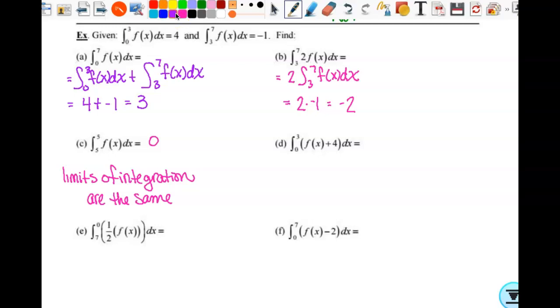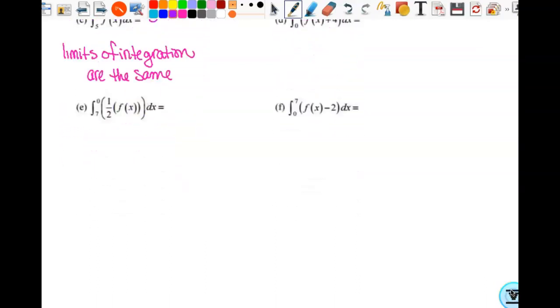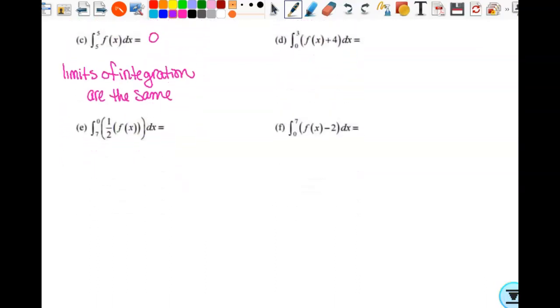Now I'm integrating from 0 to 3 of f of x plus 4. Remember, if I'm adding two things, I can split them. So this becomes the integral from 0 to 3 of f of x dx plus the integral from 0 to 3 of 4 dx. Notice when I split them, there has to be a dx on each one.